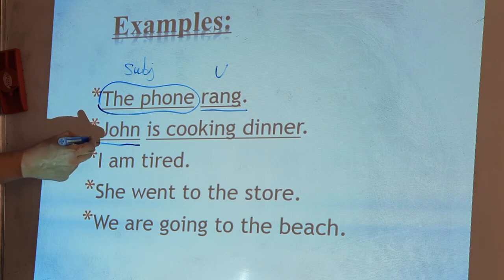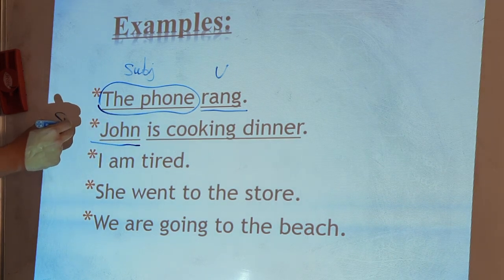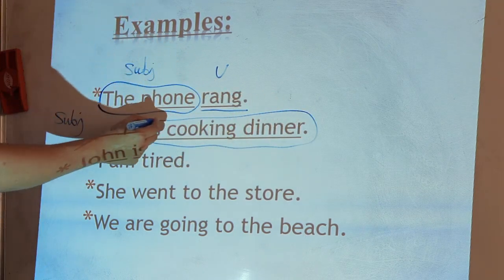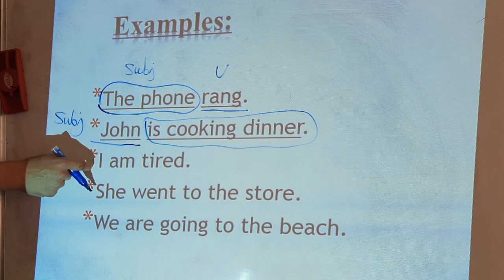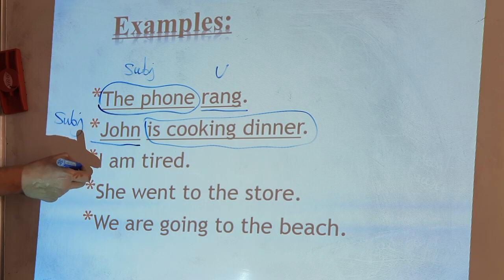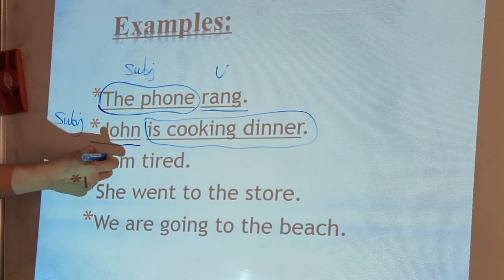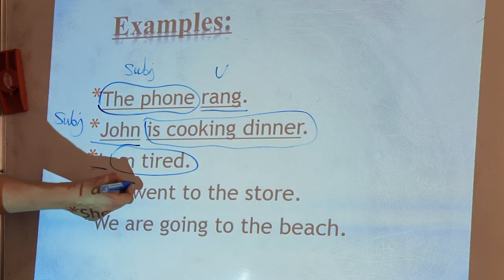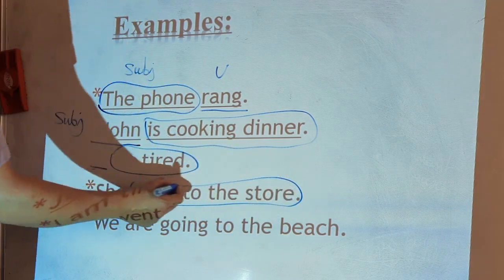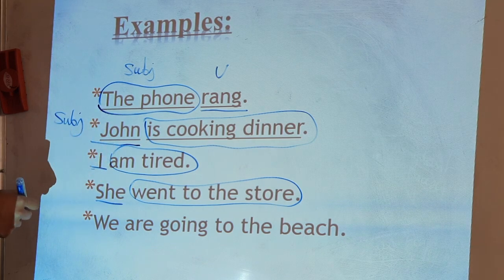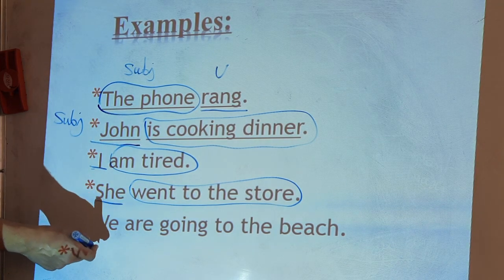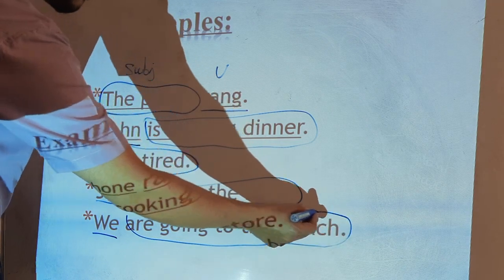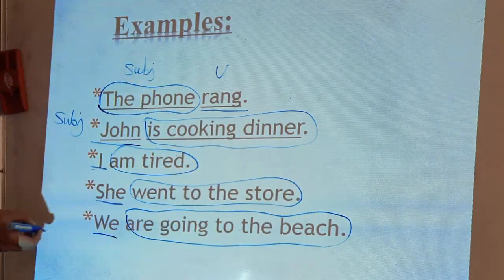So this is our subject, and the rest here is our predicate. So, I am tired. This is our subject and this is our predicate. And this is the case for all sentences here. We have she went to the store. We are going to the beach. We is the subject, and here is our predicate.